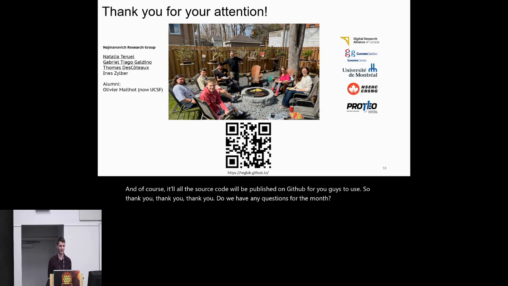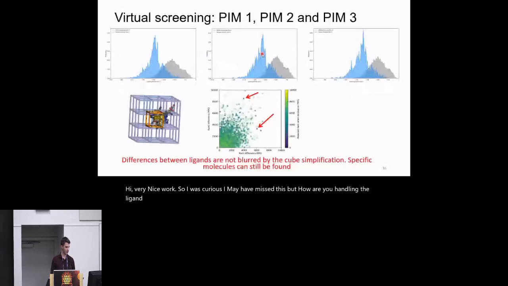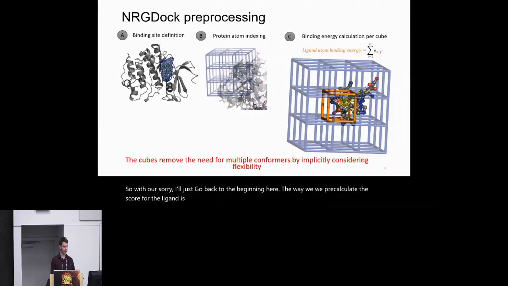Hi, very nice work. I was curious, how are you handling the ligand conformers? So, I'll just go back to the beginning here. The way we pre-calculate the score for the ligand is that we say it can be anywhere within this cube, which is around 6.5 angstroms, and it'll have the same score. We tried generating conformers with RDKit. We went up to 1,000 conformers, and the docking score didn't change. So by taking into account this ligand flexibility with these big cubes, we don't need to generate conformers, which saves a lot of time. Okay, thank you.